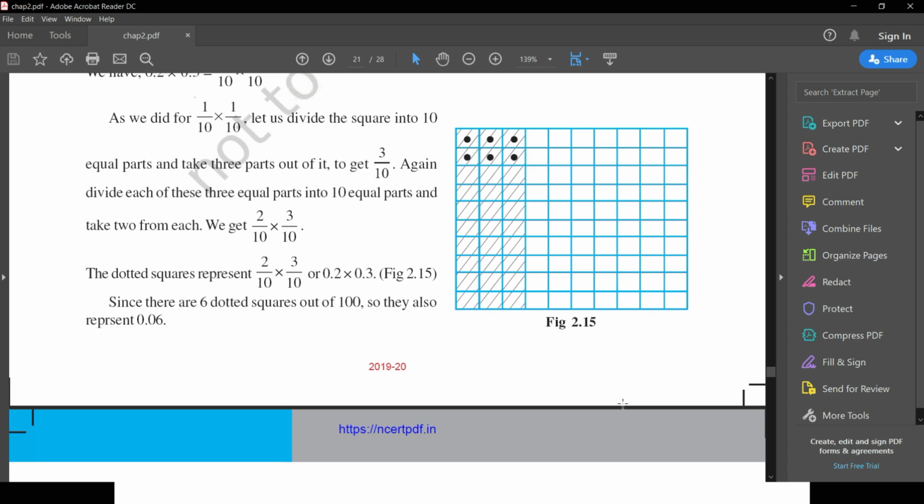2 by 10 multiplied by 3 by 10: the numerators multiply and you get 6, while the denominator will be 100. So that will be 6 by 100. 6 by 100 can also be represented with the help of a picture, by showing figure 2.15. Figure 2.15 shows the representation of multiplication of two fractions, that is 2 by 10 multiplied by 3 by 10.